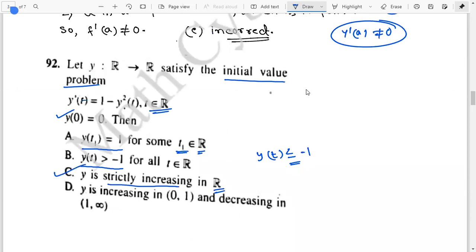And y is increasing in the open interval (0, 1) and decreasing in (1, infinity), this is wrong. So options B and C will be the correct options, right? Next problem.